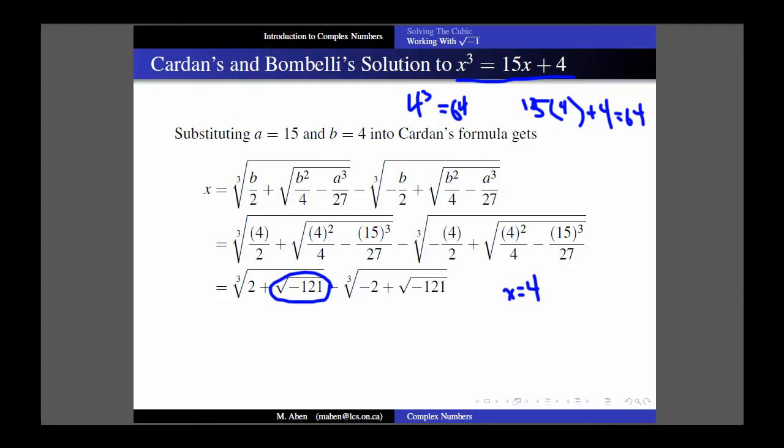And what Cardan and Bombelli reasoned, and they happened to reason correctly, was perhaps this somehow simplifies down to 4. Somehow we can work with this. So what they did is they didn't try and wrap their head around what could possibly be meant by the square root of negative 121. They just sort of persevered and worked with the math that they knew and see if they could get this down to something that does make sense.